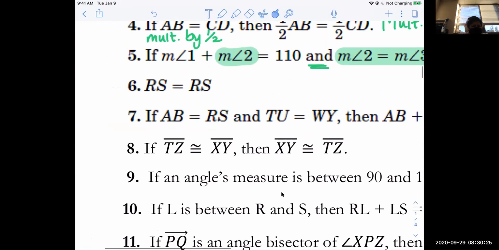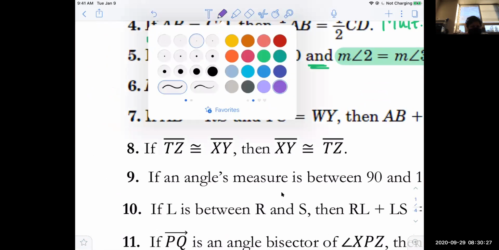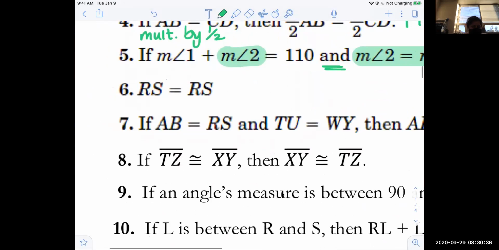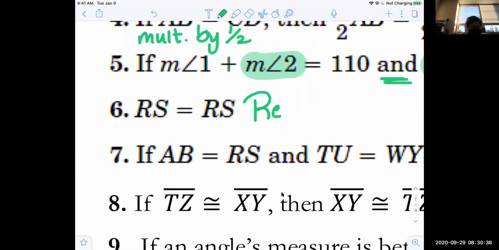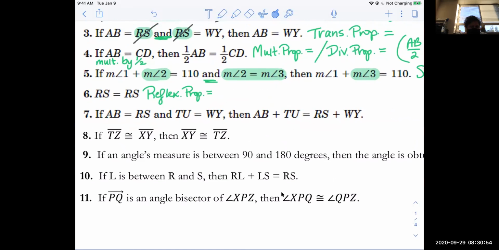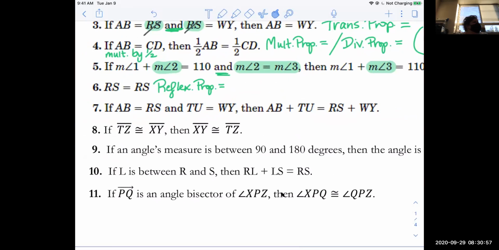RS equals RS. Lucy? Basic what? Reflexive what? Property of, is it equality or congruence? Equality. Don't forget that part of it. If AB equals RS and TU equals WY, then AB plus TU equals RS plus WY.